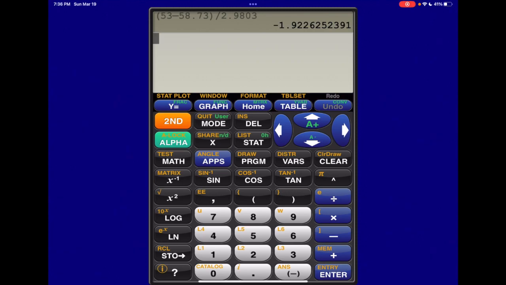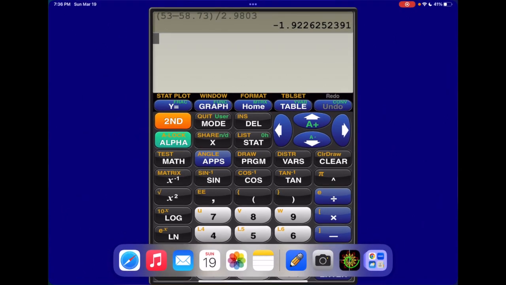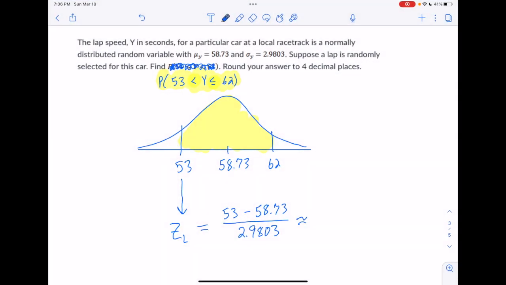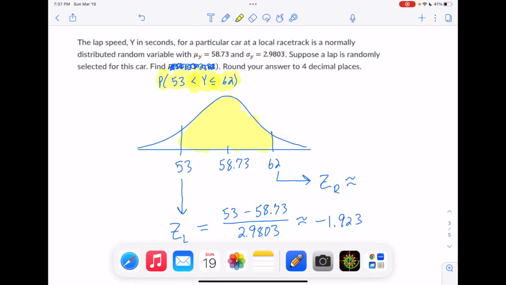We need 3 decimal places, so negative 1.923, when we round that second 2 up because of the 6 that follows it. So heading back over here, our z-score on the left is negative 1.923. And then from the 62, you'll get your z-score on the right. I'm not going to write it all out. I'm just going to go compute it, because really what we're going to do there is swap out this 53 for that 62. So let's go ahead and make those changes and do that on the calculator.